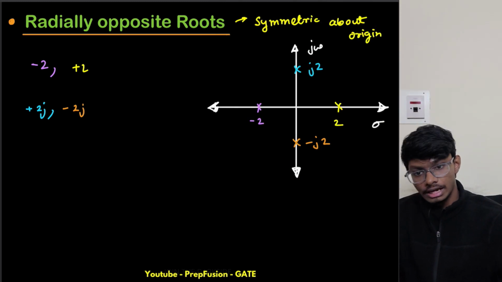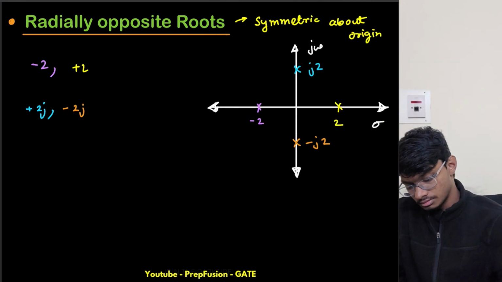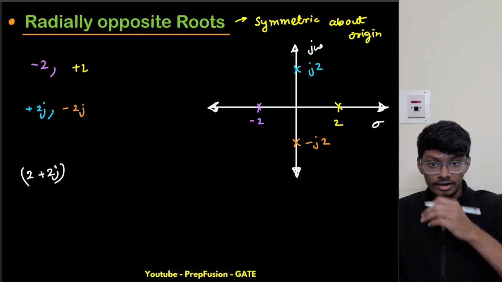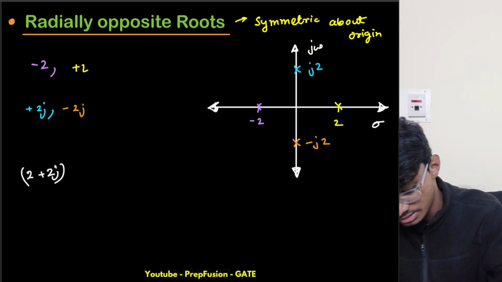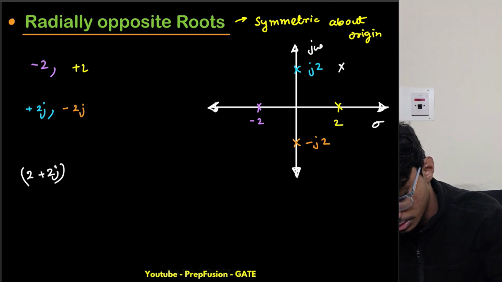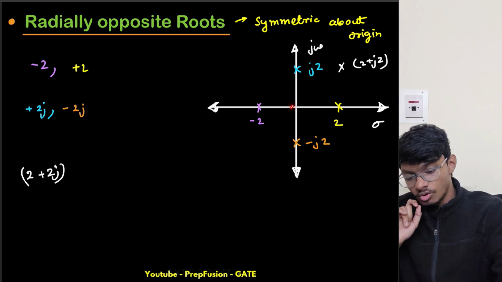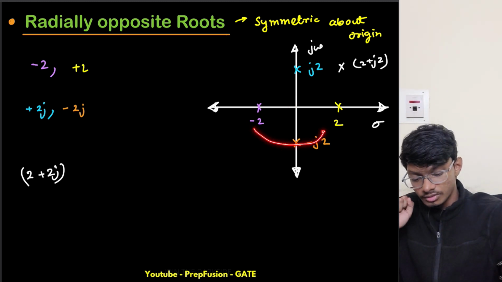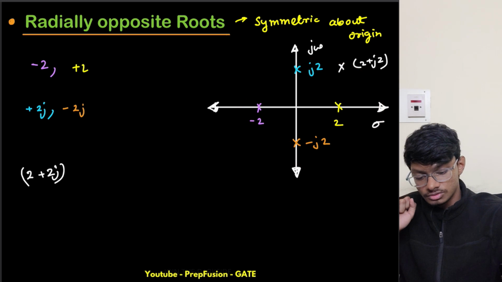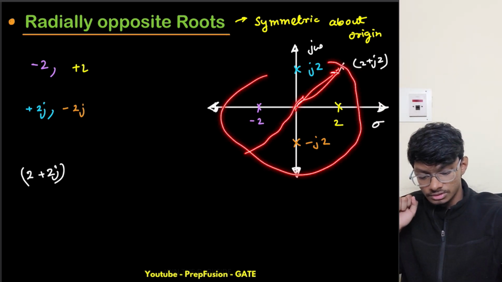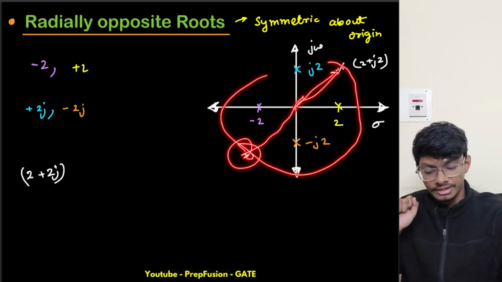Let's say I am taking 2 plus 2j. Now where will my other root lie? So 2 plus 2j means I am here. Where will my other root lie? It will be symmetrical around this, on the same circle. This is the radius of my circle from the origin, so it will be at the opposite end. Complete the diameter up here.